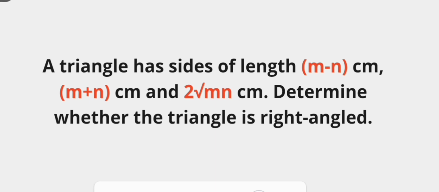Today we have this math tutorial. A triangle has sides of length m minus n centimeters, m plus n centimeters, and 2 root mn centimeters. So we are to determine whether the triangle is right angled. This kind of problem incorporates many branches of mathematics. We have algebra, we have trigonometry, we have mensuration, and the likes. Let's get it started.